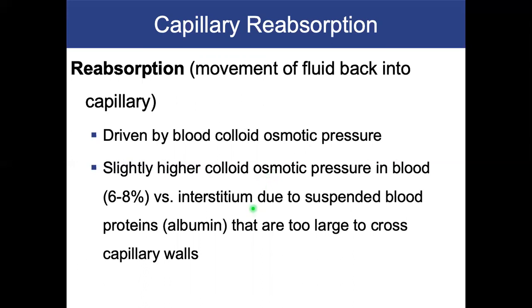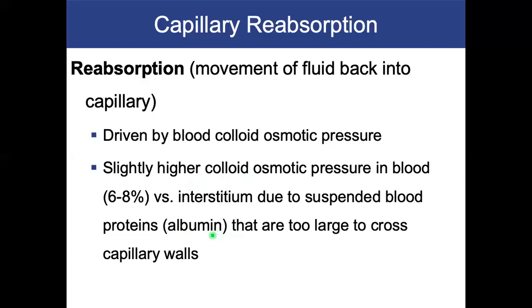And so if you look at this, whichever side has the higher osmotic pressure, that's going to pull water towards it, right? So which side has a higher osmotic pressure? The capillary or the interstitium? The capillary is going to have a higher osmotic pressure. And why does the capillary have a higher osmotic pressure? Because albumins are stuck in the capillary space.